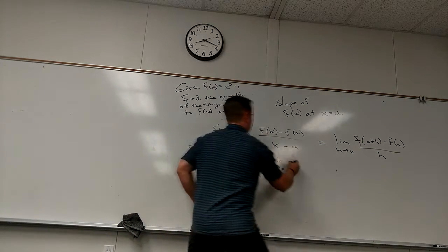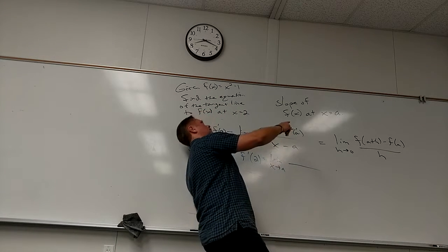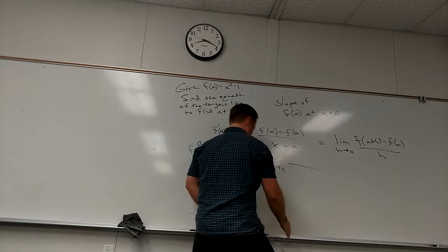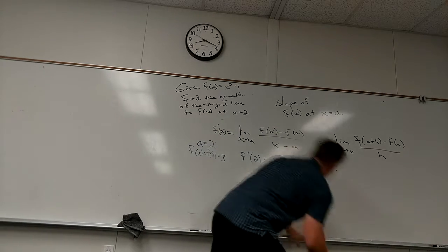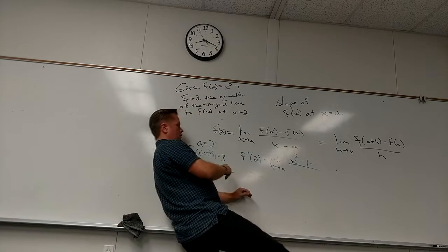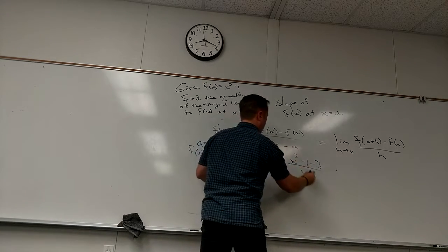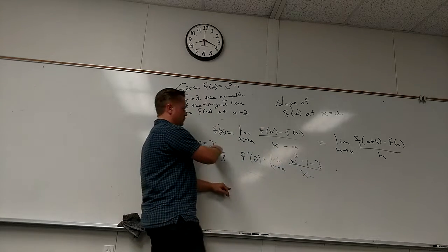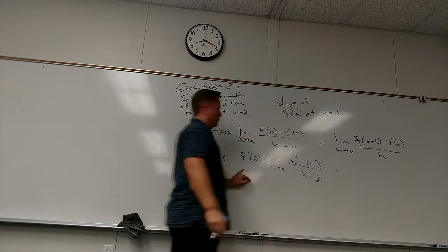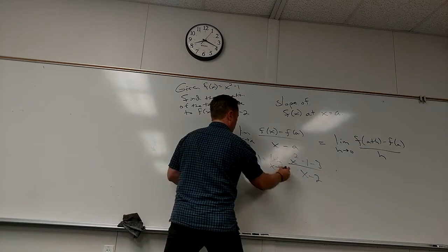So what do you get? What goes on top? What is f of x? x squared minus 1. And then what's f of a? And then over the bottom, I got x minus a, which is 2. Can you do anything with that? Why did I put a there? Gather.